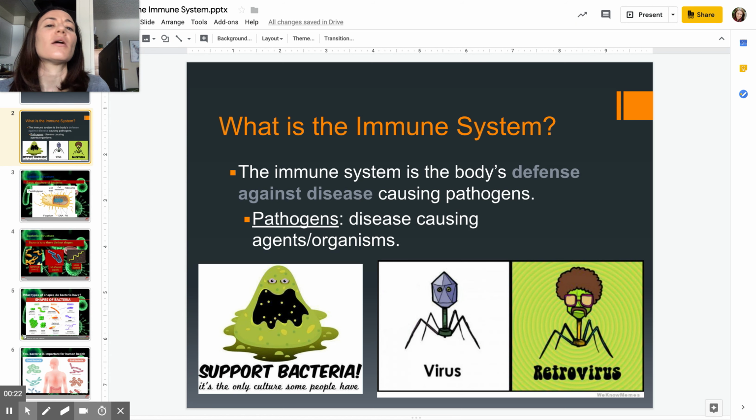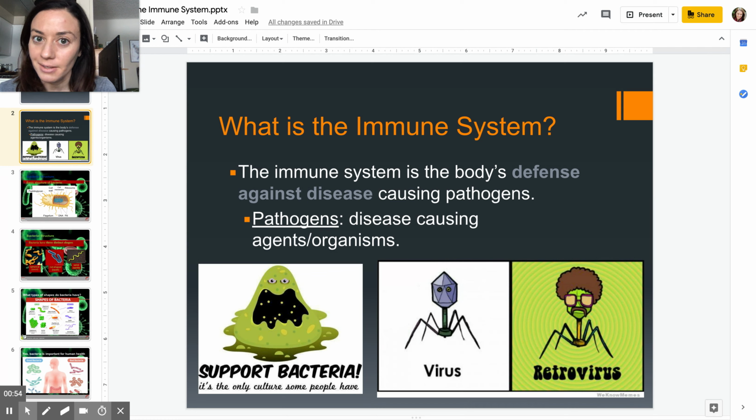So what is the immune system? Some people have a great, strong immune system and they're never sick, like me. Some people have a very weak immune system, and so they struggle with always being sick. Your immune system is your body's ability to fight against disease and infection. Now, disease is caused by what are known as pathogens.